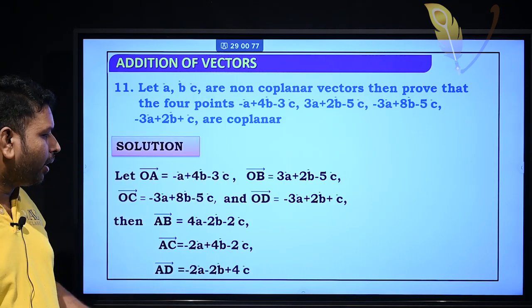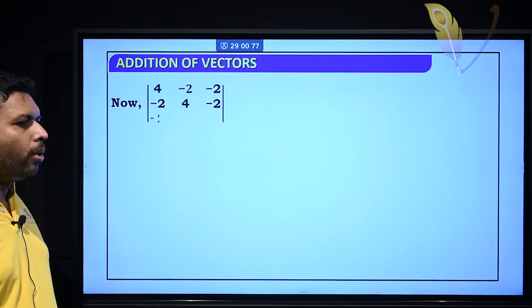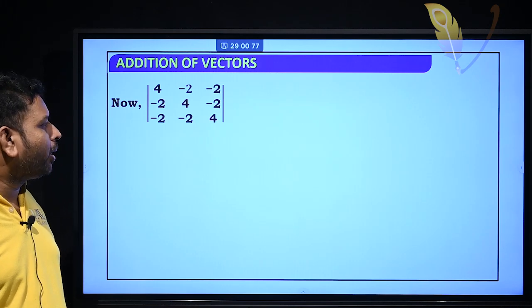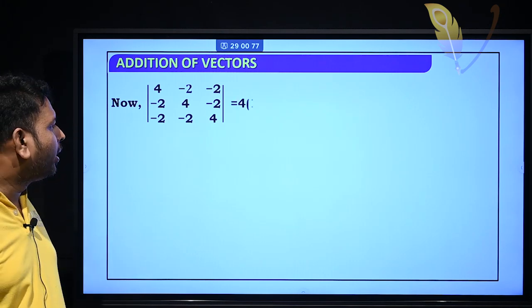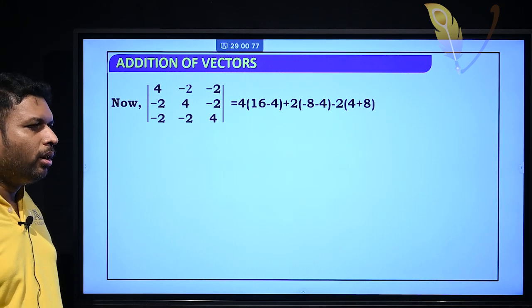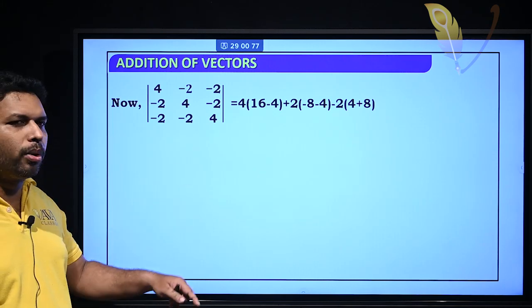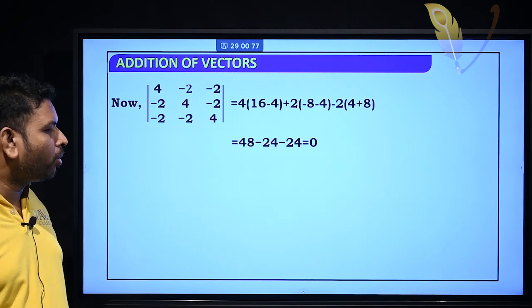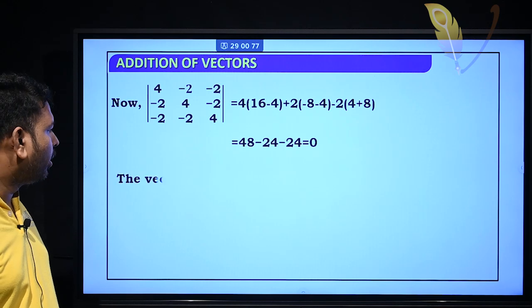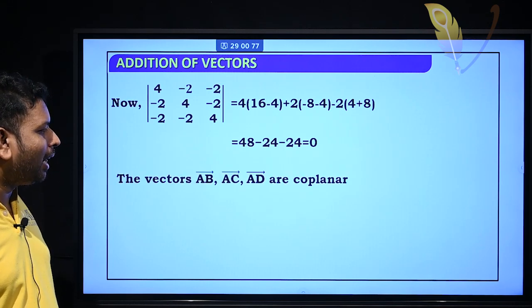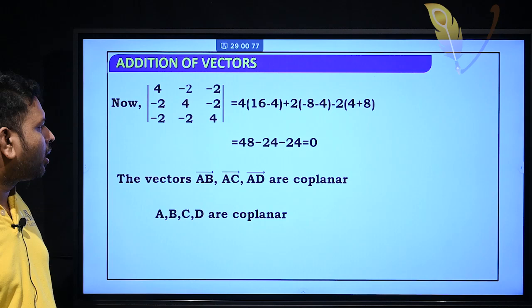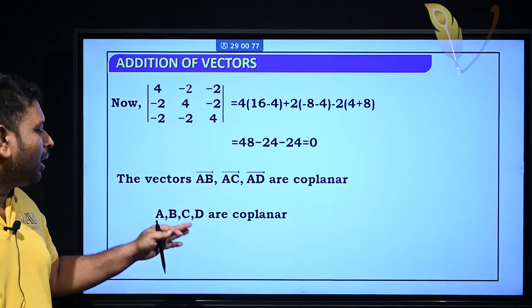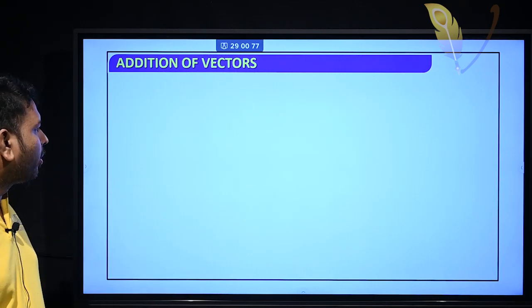Now the coefficients of a, b, c in AB, AC and AD give the determinant 4, minus 2, minus 2; minus 2, 4, minus 2; minus 2, minus 2, 4, which is 4 into 16 minus 4 plus 2 into minus 8 minus 4 minus 2 into 4 plus 8. So 48 minus 24 minus 24 equal to 0. The vectors AB, AC, AD are coplanar because their coefficient determinant is 0. So AB, AC, AD are coplanar. That implies A, B, C, D are coplanar.